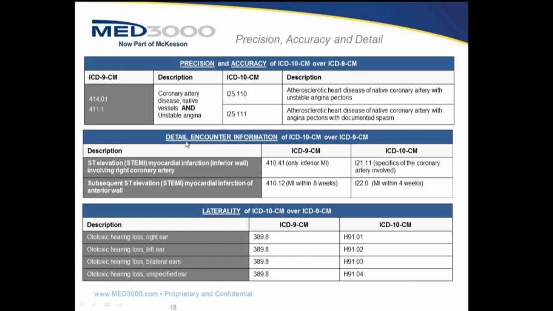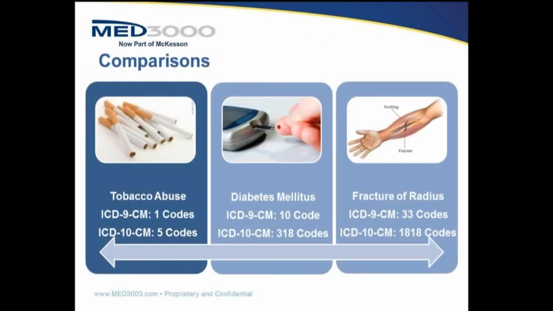precision, accuracy, and detail that falls into 3 different types of scenarios on this one slide. In comparison, currently tobacco abuse has 1 code. This will go to 5 codes. When we're looking at diabetes, currently there are 10 codes. We're going to 318 codes. And then the large one, orthopedic fractures, there were 33 codes, and you can see that it will be going to 1,818 codes. So a huge impact, just in these 3 areas, of the specifics and what you will need to make sure that you are utilizing the correct codes.